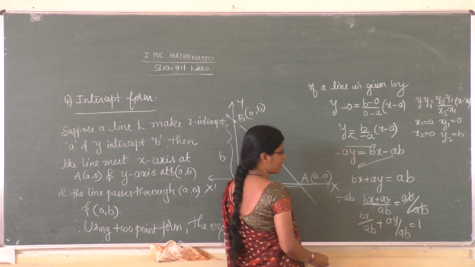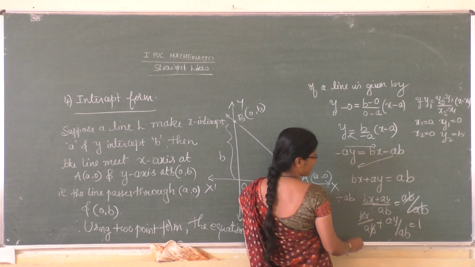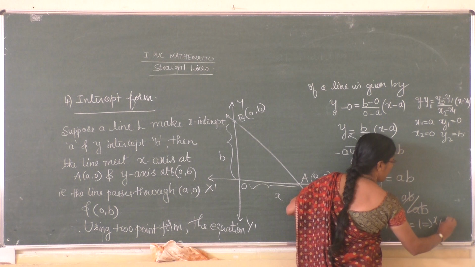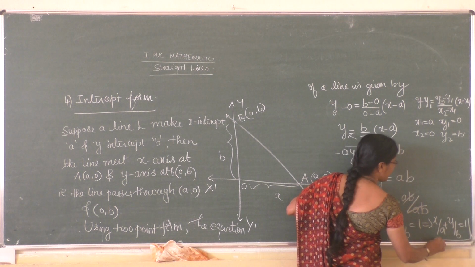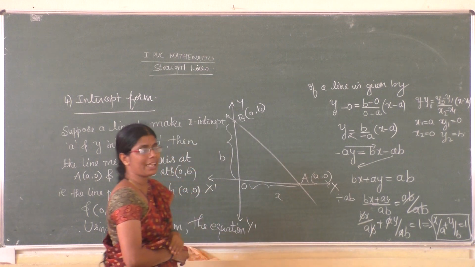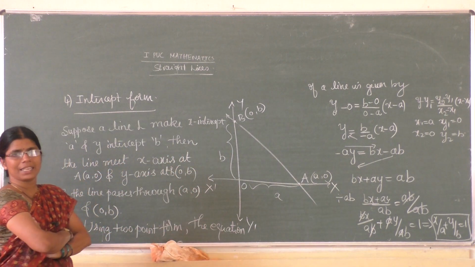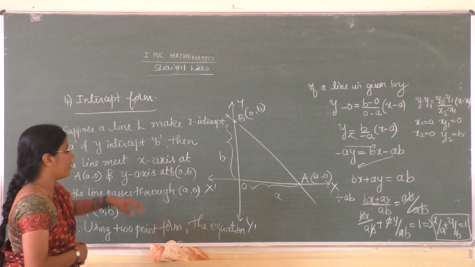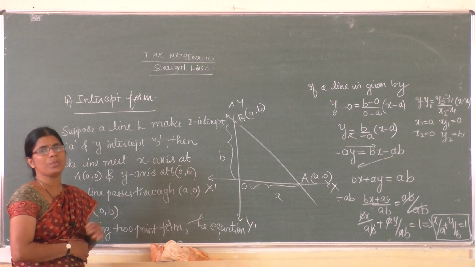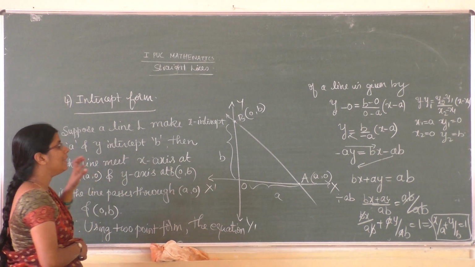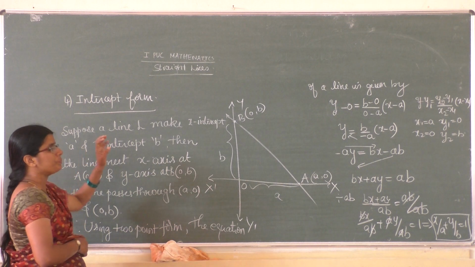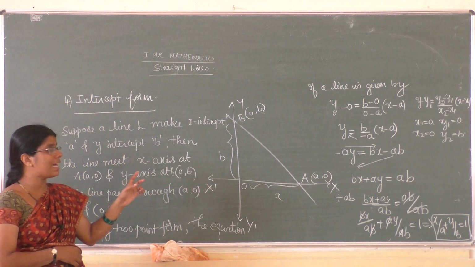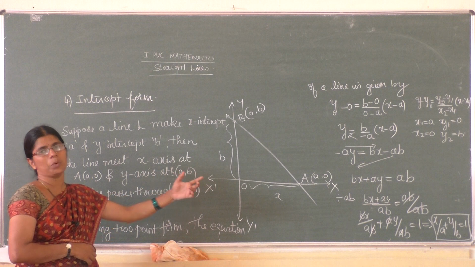Here this and this cancels. B and B cancels here, A and A cancels. That implies x by a plus y by b is equal to 1. So this is the equation of a straight line which has x intercept a and y intercept b. So when the straight line is given with the condition that it has x intercept and y intercept, then we have to use this form.